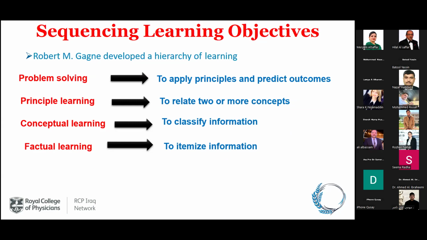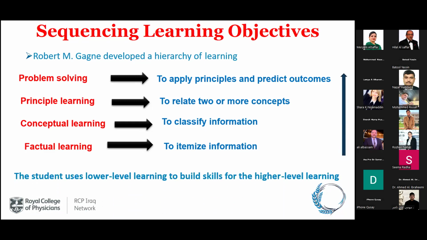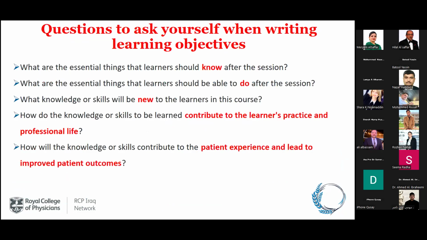Definitely, we cannot start from the upper. We don't start with the problem solving. To reach problem solving, we have to pass through the factual, conceptual, and principles levels. It is not that you jump to the higher level; no, you need to pass through all of them, so that, if you remember from the previous module, you have to build on already available information or knowledge. So the student uses lower level learning to build the skills for the higher level learning. Dr. Basim yesterday also went through these.